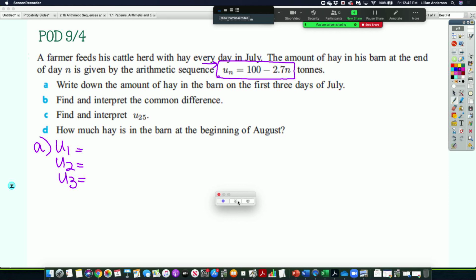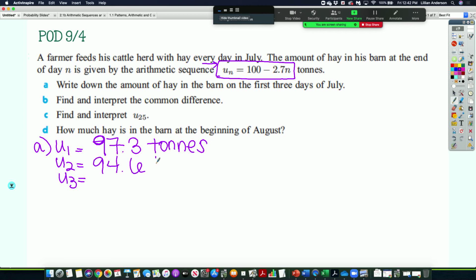So we get 97.3. And this is a word problem, so we want to make sure we include our units. What about on day 2? What do we get on day 2? 94.6. And what do we get on day 3? 91.9. That involved very little work. All you had to do was plug in 1, 2, and 3 into the formula to get your 3 days.